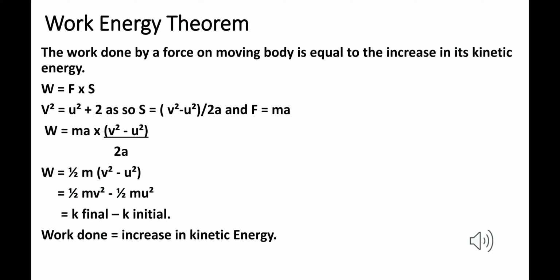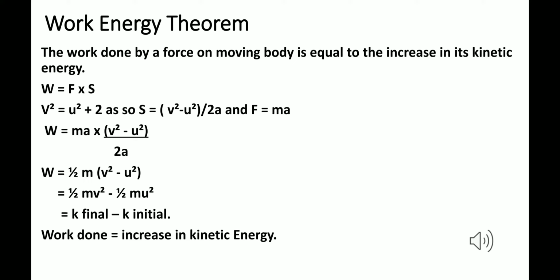Now again we have to calculate s. So v square is equal to u square plus 2as, the same equation. From here we get s is equal to v square minus u square upon 2a. Now F is equal to ma, we all know. Now we will put these two values of F and s in the same equation, W is equal to F multiplied by s. We get ma into v square minus u square upon 2a. So we get half m, a and a cancel, half m (v square minus u square), and when we multiply by half m inside, we get half mv square minus half mu square.